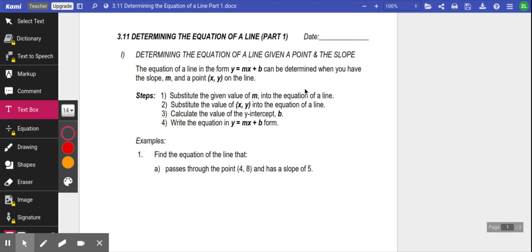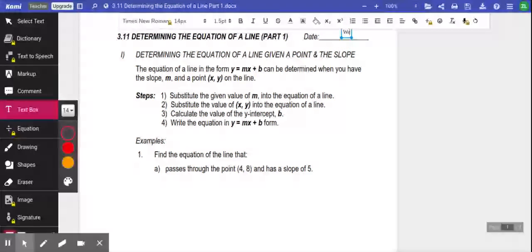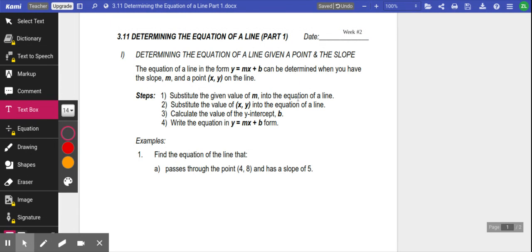Okay, in day 2 of distance learning in week 2, we're going to investigate lessons 3.11 and 3.12. So, again, week 2, day 2, and we're going to go over how to determine the equation of a line, part 1. So, we're going to determine the equation of a line given a point and the slope.